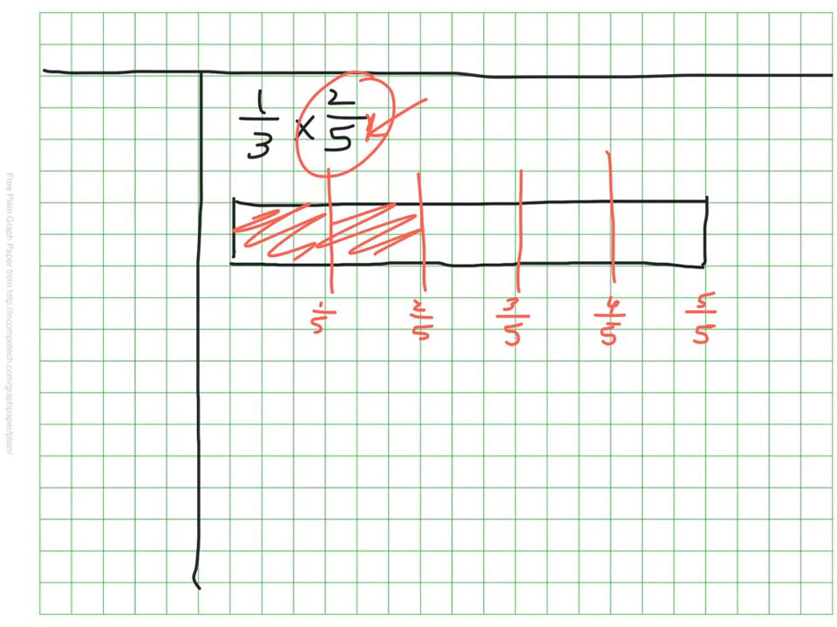We want to take 1/3 now of each of the 2/5. So I'm going to break my section here into thirds, and I want 1/3. But I don't want just 1/3 of that fifth, I want 1/3 of 2/5. So I'm going to do the same thing again here and take 1 of my fifths.